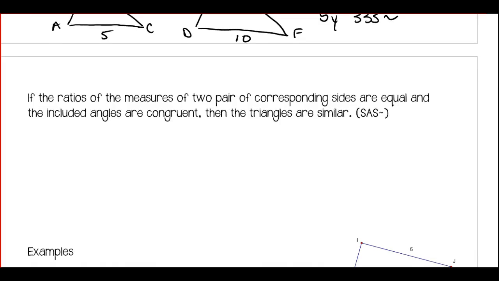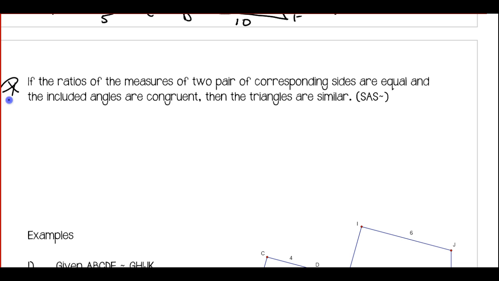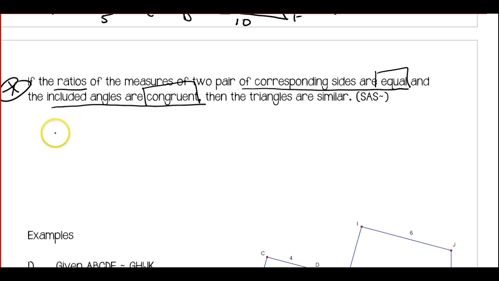And then our third method here is side angle side similarity. So the S's here stand for ratios of sides, and the angle is for congruent angles. So if the ratio of the measures of two pairs of corresponding sides are equal and the included angles are congruent, then the triangles are similar. So again, just a quick example here.